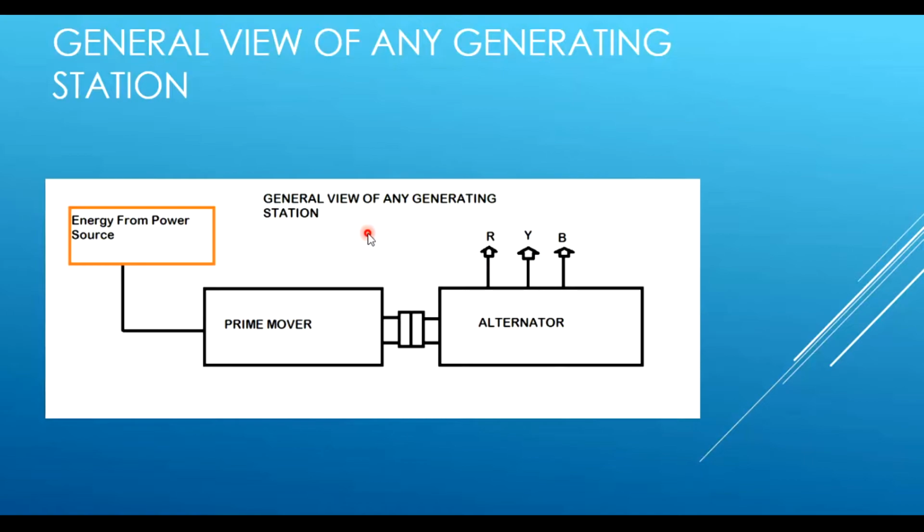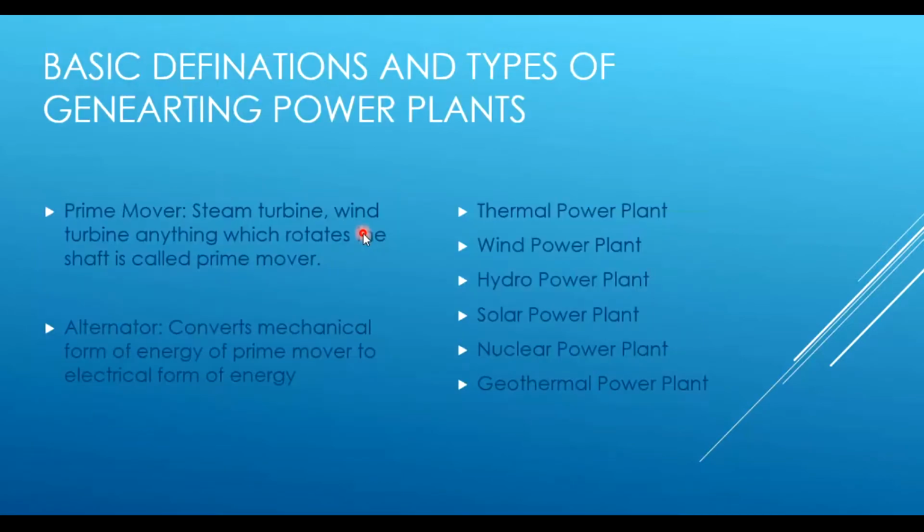It can be solar, it can be wind, which we are going to discuss. So what is a prime mover? The steam turbine we will discuss in the next video, and the wind turbine as well. Anything which rotates the shaft is called a prime mover. The shaft is rotated and it is directly coupled to the alternator.